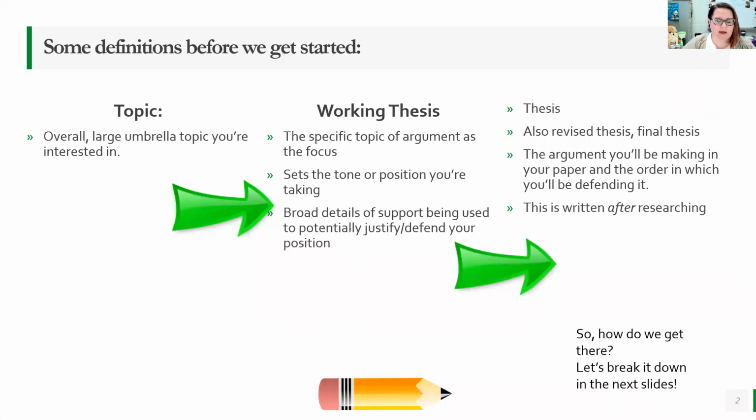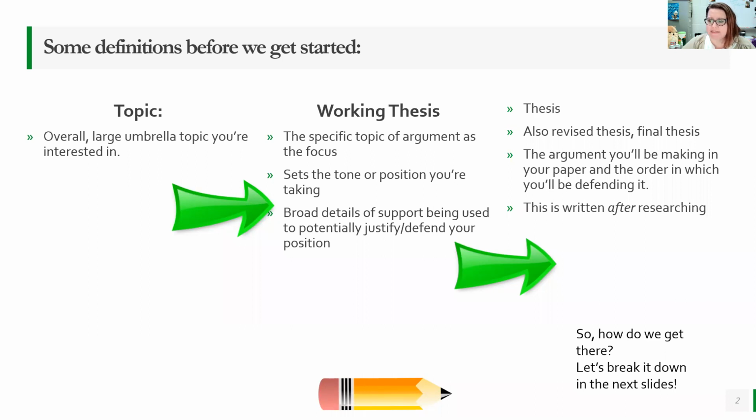Before we get started, it's helpful to be on the same page. Your topic is the overall umbrella topic you're interested in, the social issue. The working thesis is where you start narrowing it down. It's the specific topic of your social issue. So if I was going to talk about racism, I would think about different ways racism manifests, and then I would choose one or two of those. And we'll talk about how to narrow it down in the next slide.